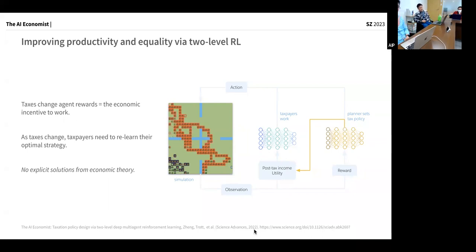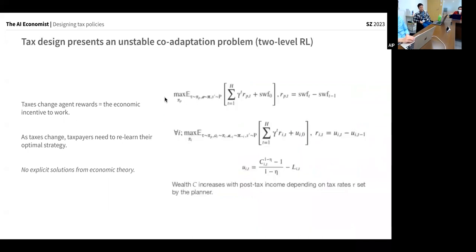So every time the government is changing its policy, and you update the model of the planner, then the distribution of taxes that these agents are going to experience is going to change. And so you get this bi-level optimization problem, right? Every time the tax is changed, the taxpayers will need to relearn what the optimal strategy is for the given set of taxes, right? If you look at the economic theory, there are really no explicit solutions. It's a very hard bi-level optimization problem. It's sequential, it's dynamic. There's no closed-form analytical solution for this, right?